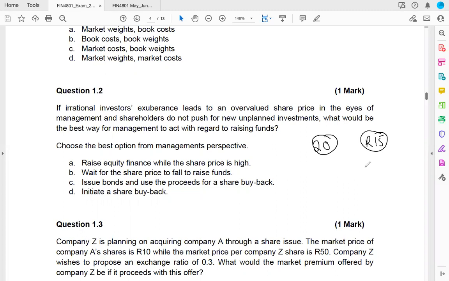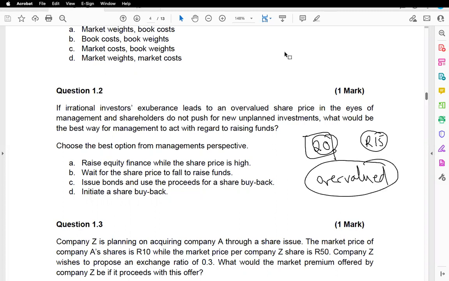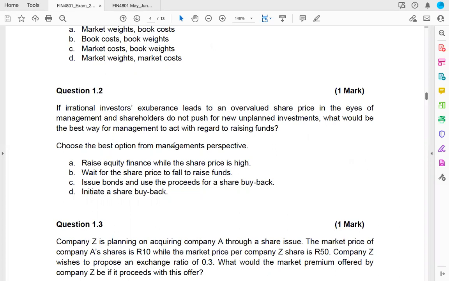So we are being asked, what would be the best way for management to act? We can see the share prices are overvalued. How can management benefit from the share prices being overvalued? The options are: raise equity finance whilst the share price is high, wait for the share price to fall to raise funds, issue bonds and use the proceeds for a share buyback, or initiate a share buyback.